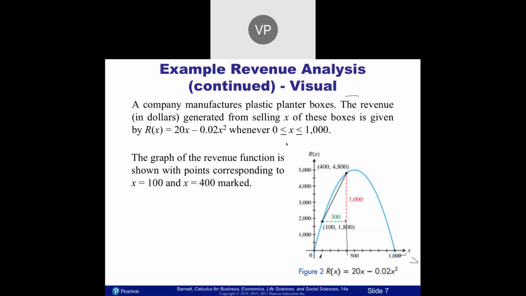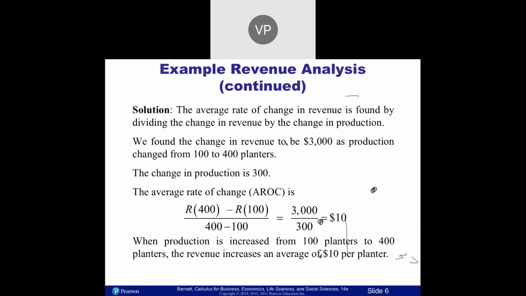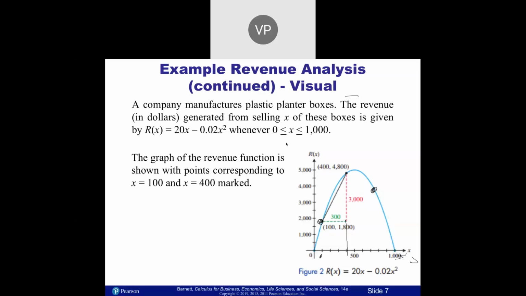So pick any 2 points on your graph. I can go from here to here. If I want to know the average revenue, remember the question from before, the average rate of change of revenue? It's basically, what's the slope connecting the start and the finish? What's the slope of that line? And a lot of what we're doing in this section is all about, can you find the slope? Can you find the equation of a line? Can you work with all those?